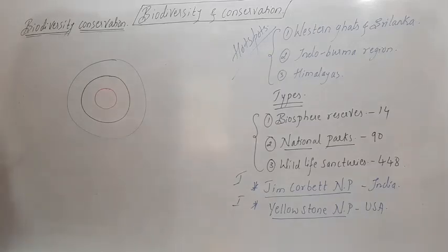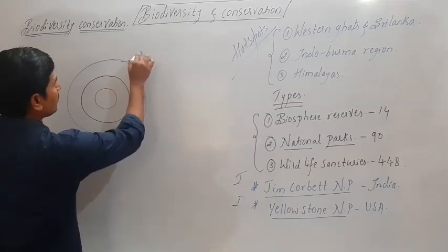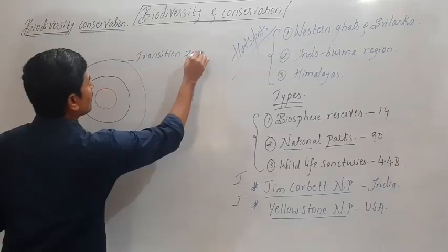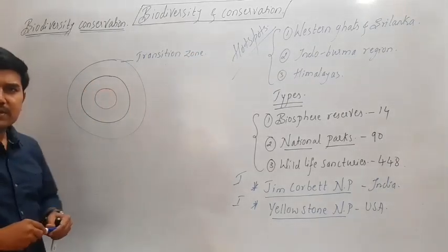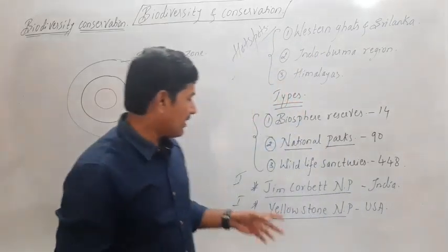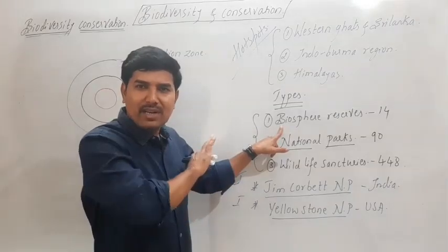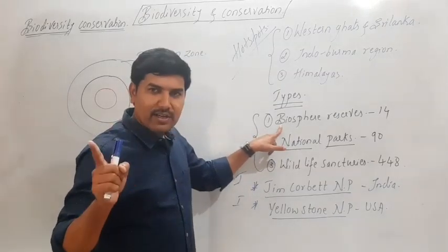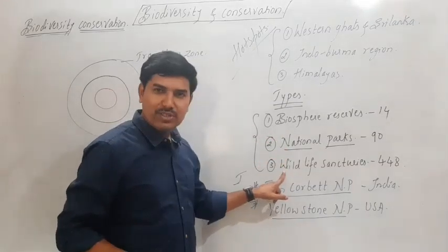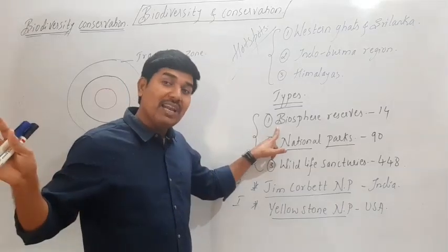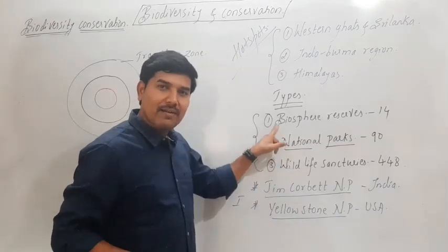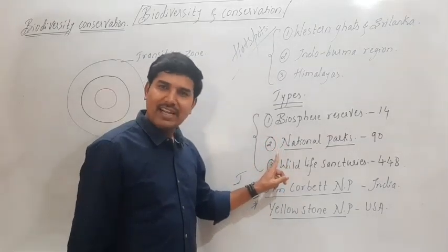Now these zones, because national parks are bigger than sanctuaries. If you look at them, biosphere reserves are the biggest. One biosphere reserve may contain one or more national parks. One national park may contain one or more wildlife sanctuaries. That means biosphere reserves are very large in terms of their area in square kilometers. National parks are smaller than biosphere reserves. Wildlife sanctuaries are smaller than national parks.